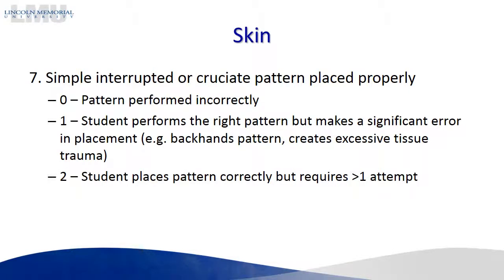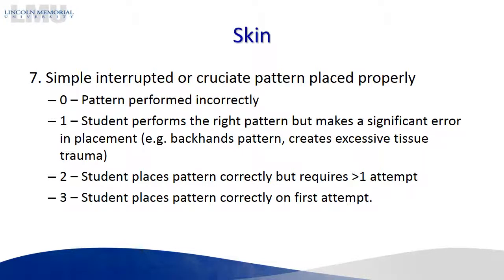A good student is going to place the pattern correctly, but perhaps they require more than one attempt to do so. So this is the student who doesn't like where the needle came up, and so perhaps they pulled the entire suture out and replace it. They're unhappy with the tension, they cut it out. So this affects efficiency, but the final product is still good. An excellent student is going to place that pattern correctly on the first attempt.